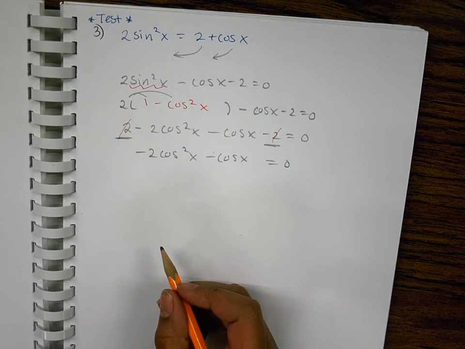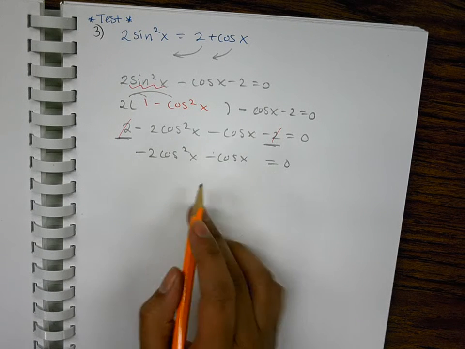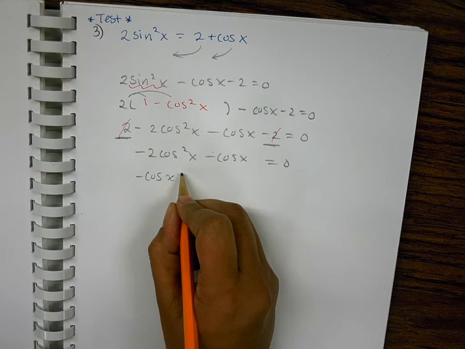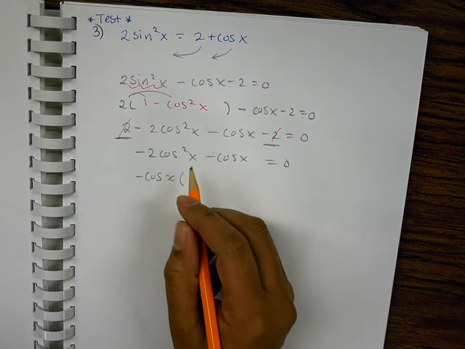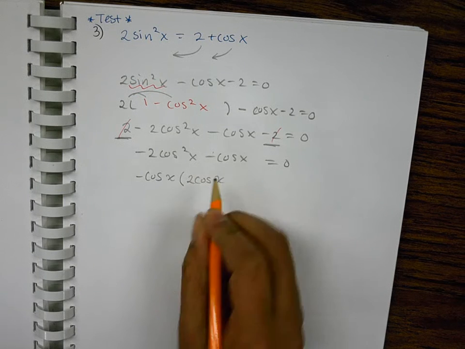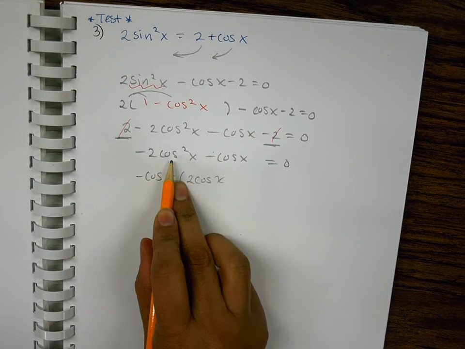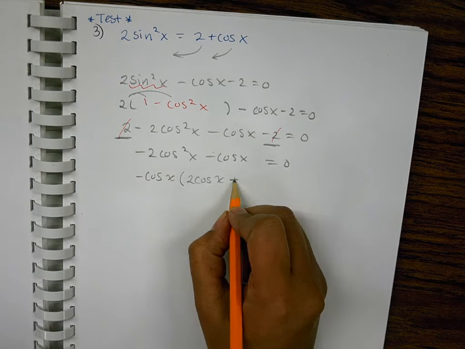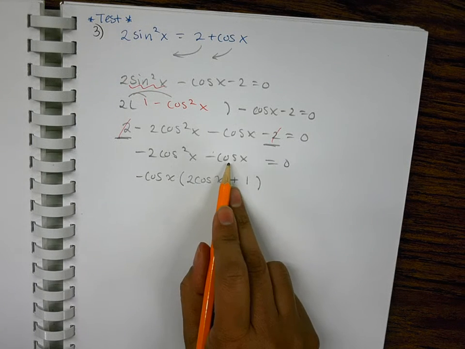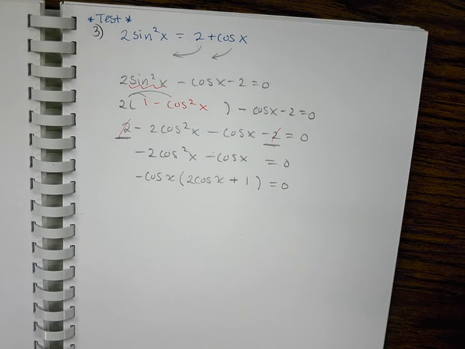But I can take a GCF out. I'm hoping you can see that it's a cosine. And I'm going to go ahead and make it a negative cosine just to get rid of at least that leading negative. So negative cosine x leaves me with positive 2 cosine x. Negative 1 and 2 gives me the negative 2. Cosine and cosine gives me the cosine squared. Plus 1. Negative cosine times positive 1 is negative cosine, and equals 0.